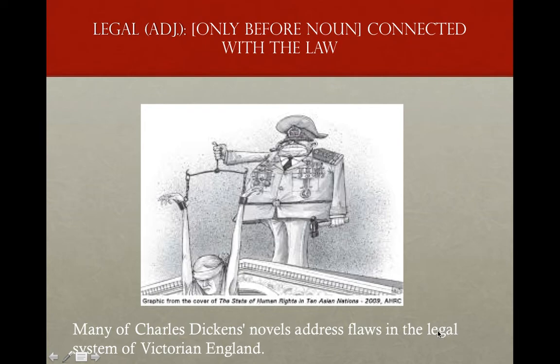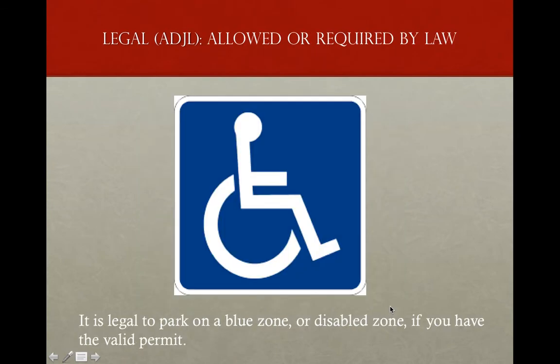Notice how legal is before the system. System is a noun. In this case, legal is used before the noun, and it's connected to the law. Which law? The Victorian England law, the system of law in the Victorian England period.